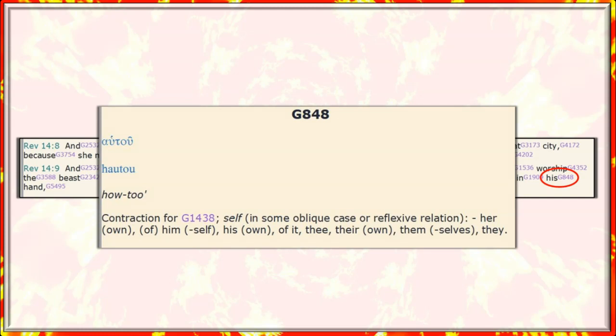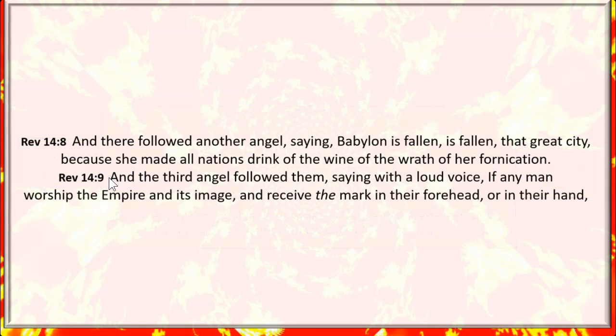So let's apply these reflective relations to the text and see what we get. And we'll just read this verse. And the third angel followed them, saying with a loud voice, If any man worship the empire and its image, and receive the mark in their forehead or in their hand, right? Now that makes a lot more sense. I also want to note that his is actually not there, so it's still italicized, and she is actually not there in the text as well. So I didn't highlight those.